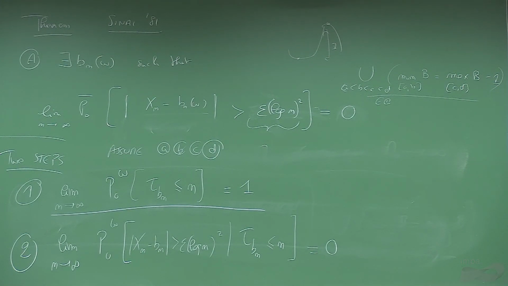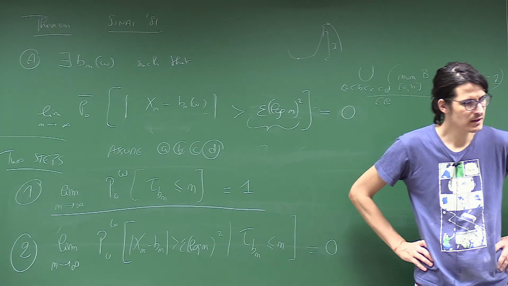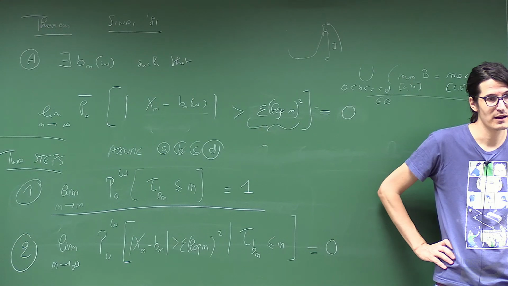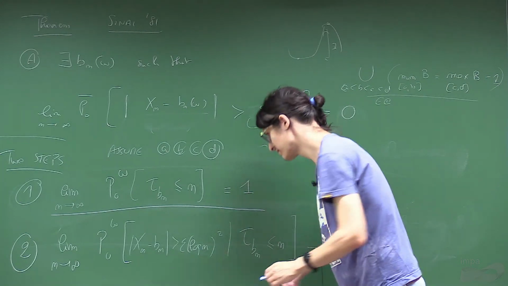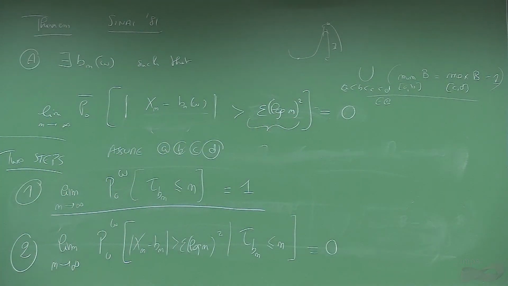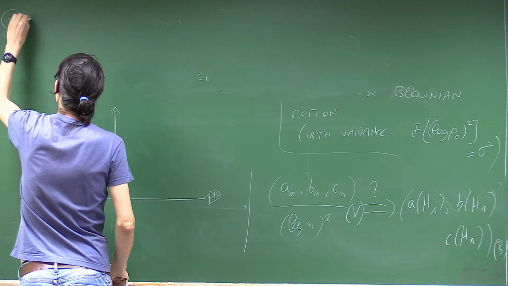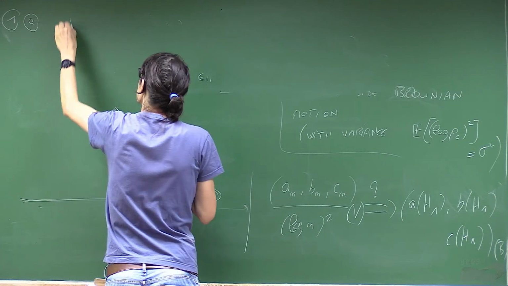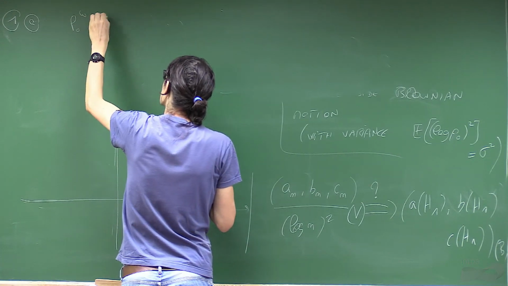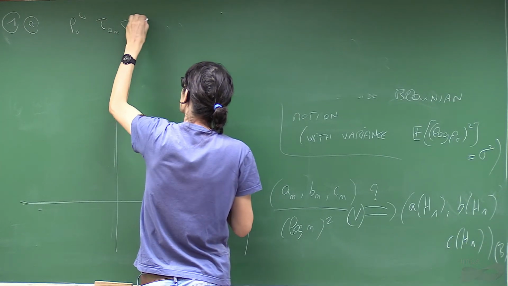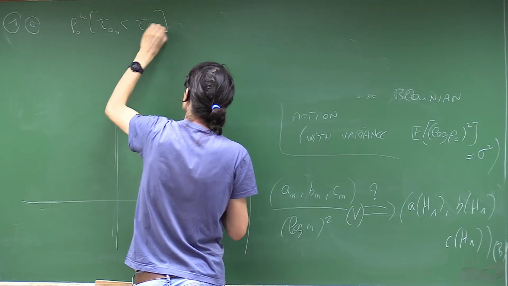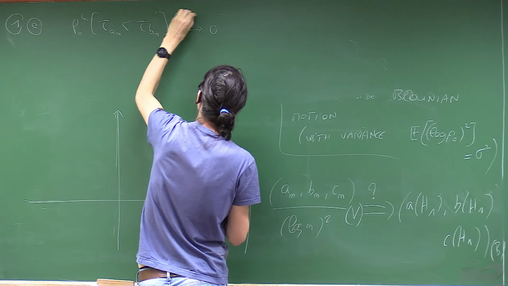And for this, you need to prove two things, basically. So you have 1a. 1a is simply we are going to show that P0 omega tau an is smaller than tau bn. Well, this thing goes to 0 when n goes to infinity.